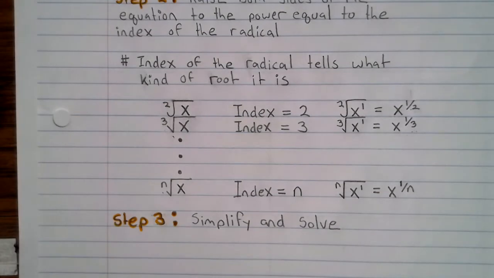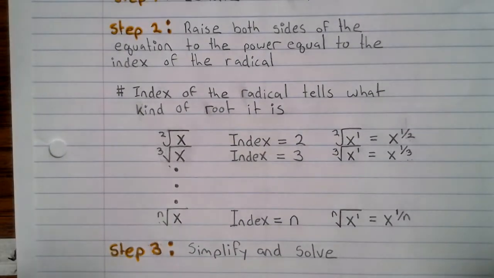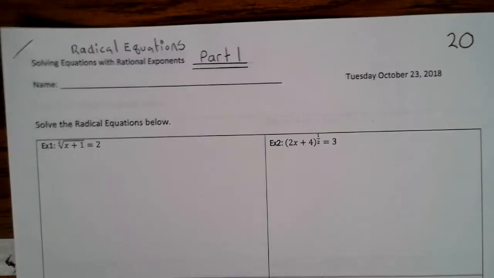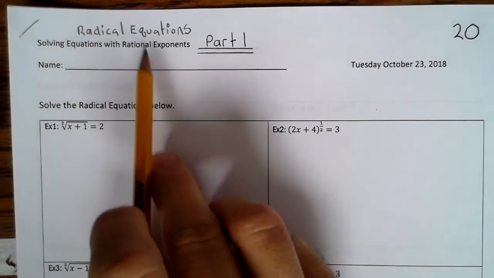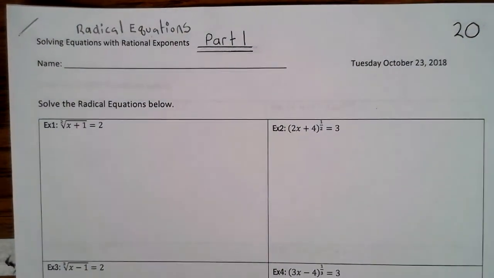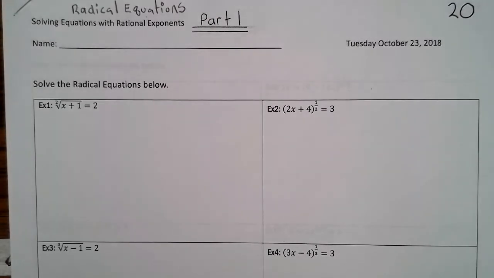So if you would, update your notes. All right, now your notes are updated. Let's go on to the examples. All right. Notice, and I put radical equations and rational exponents, okay? Part 1 on page 20. Let's take a look at example 1. Solve the radical equations below.